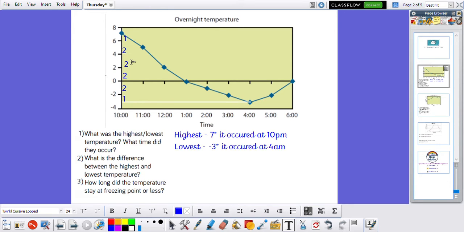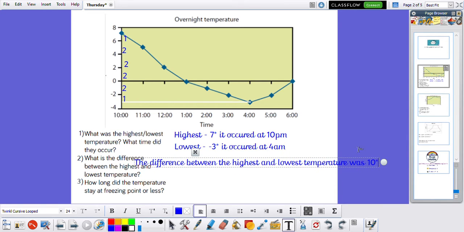So we can then count those up. So I've got 2, add 1 is 3, add 2 is 5, add 2 is 7, add 2 is 9, add 1 is 10. So the difference between the highest and lowest temperature was 10 degrees, not -10 degrees, just 10 degrees.